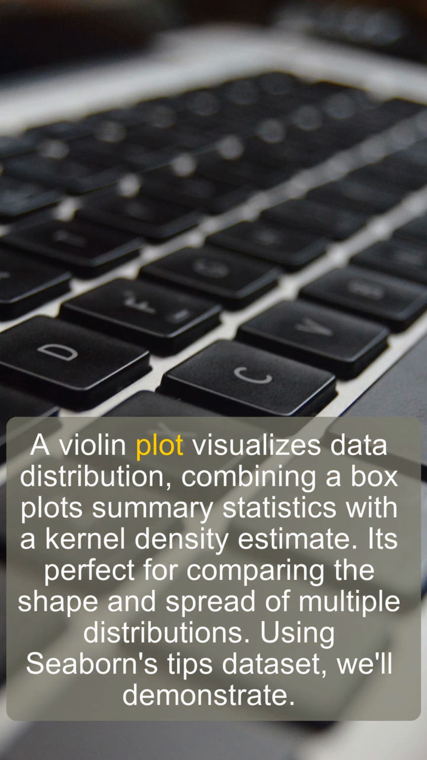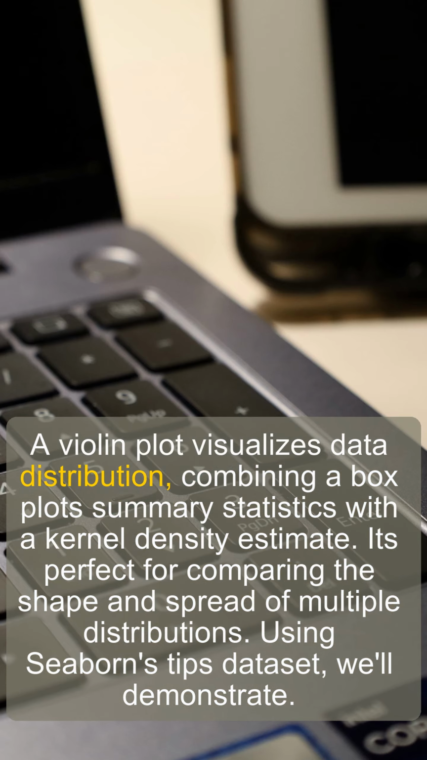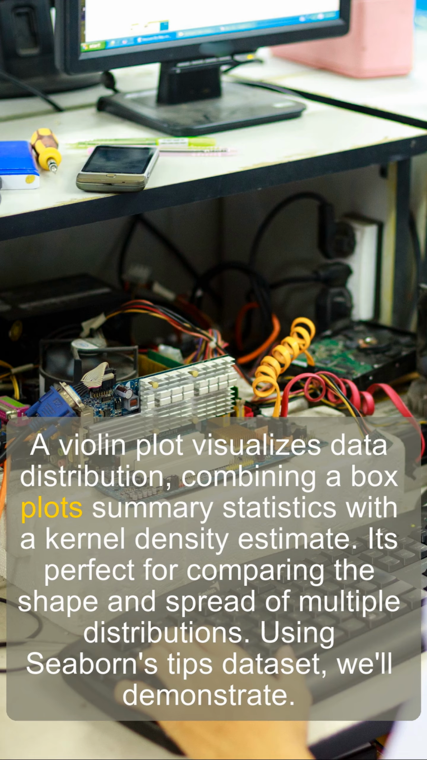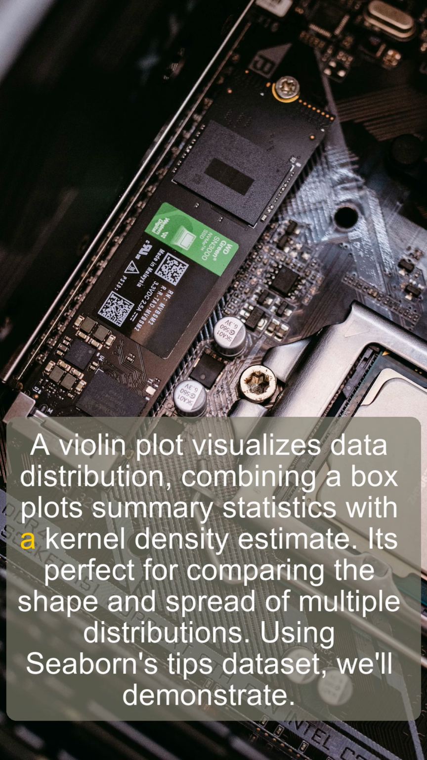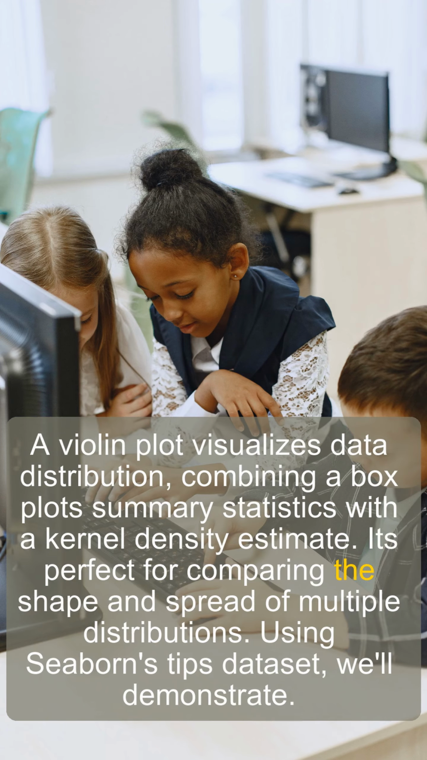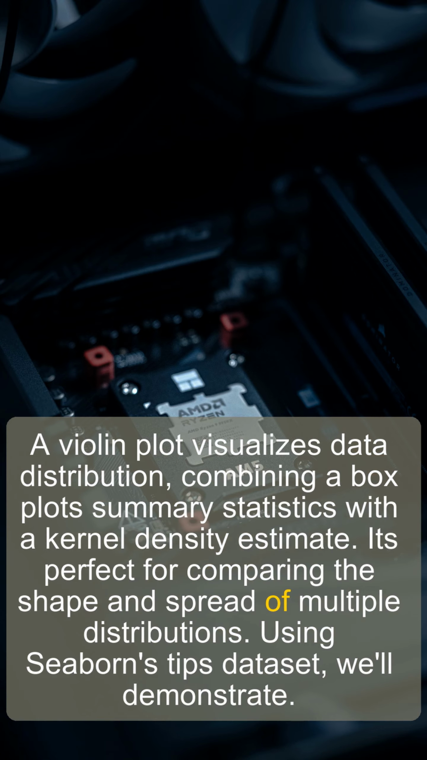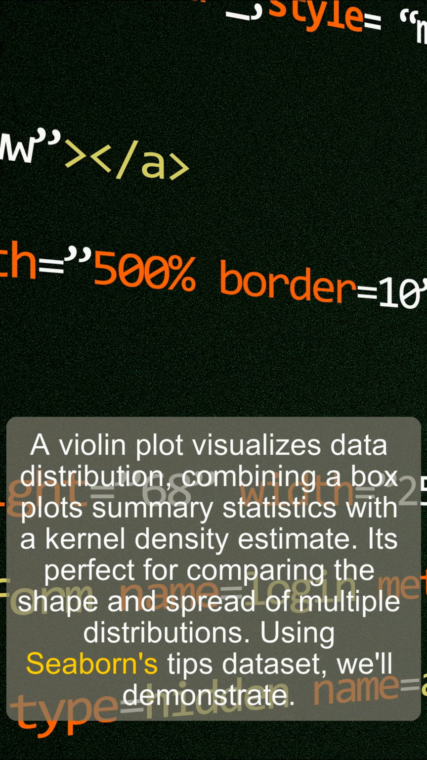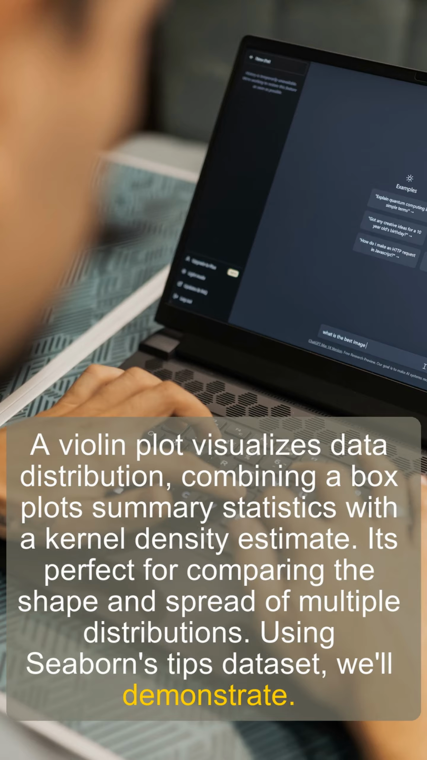A violin plot visualizes data distribution. Combining a box plot's summary statistics with a kernel density estimate, it's perfect for comparing the shape and spread of multiple distributions. Using Seaborn's TIPS dataset, we'll demonstrate.